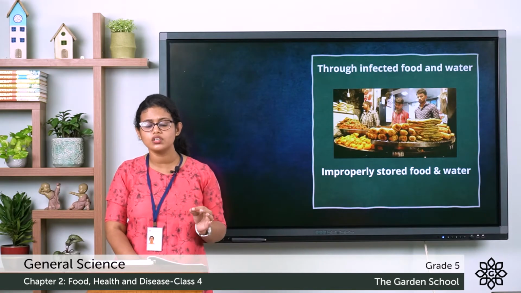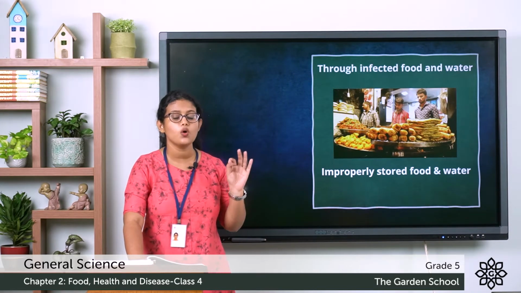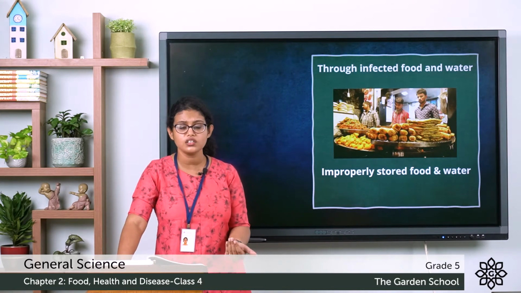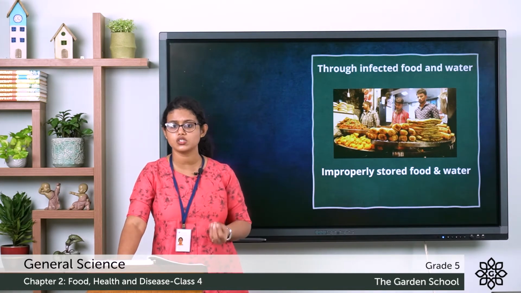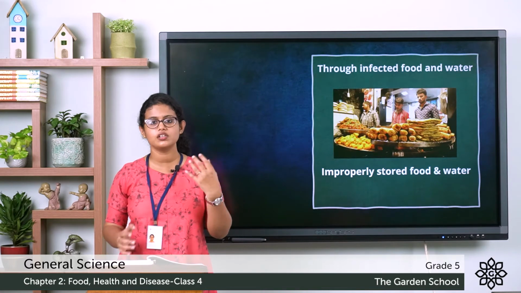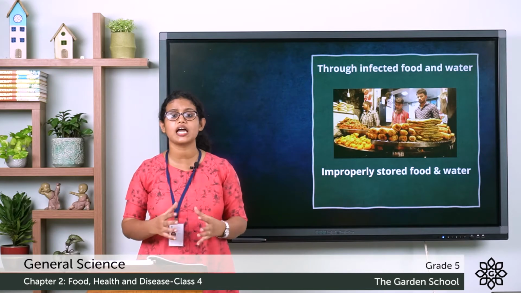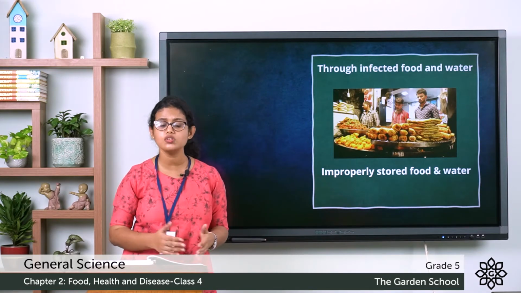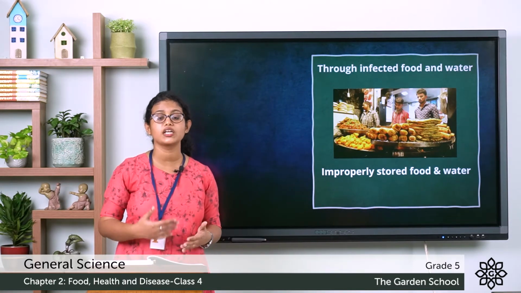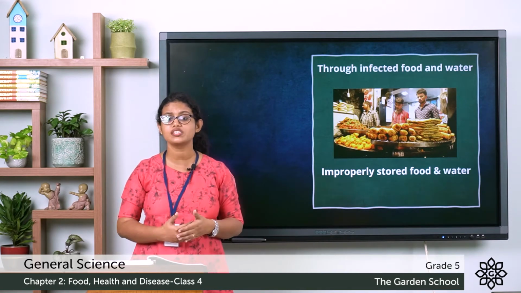The food and water that are stored improperly contain bacteria. One important thing you need to remember is you should not have food or drink juices from roadside stalls, because germs from the air often settle on the food items that are kept open and can cause diseases. So improperly stored food and water can cause diseases. We need to avoid having food from roadside stalls.